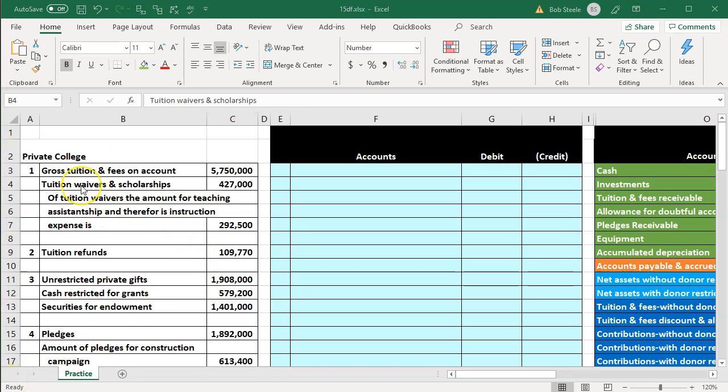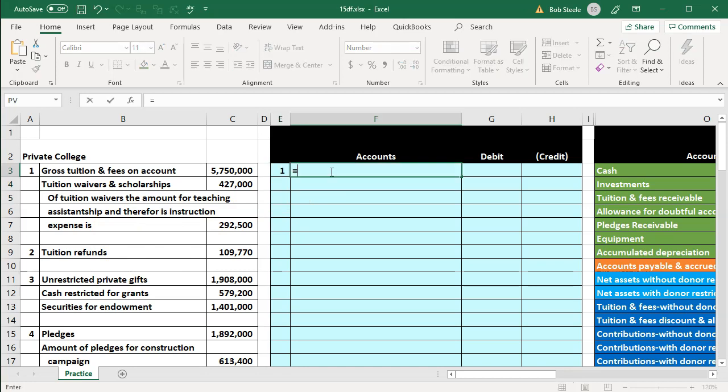So up top, once again, we have the gross tuition and fees on account, and the tuition waivers and scholarships are going to be combined together. Usually, if they're on account, we haven't got the cash yet, so we would record some type of receivable, being tuition and fees receivable for us. The credit would typically be to some type of revenue account. So we're going to start up top with number one.